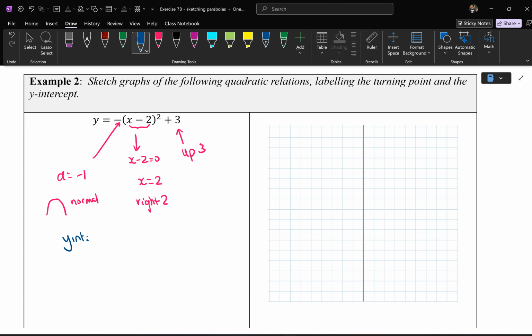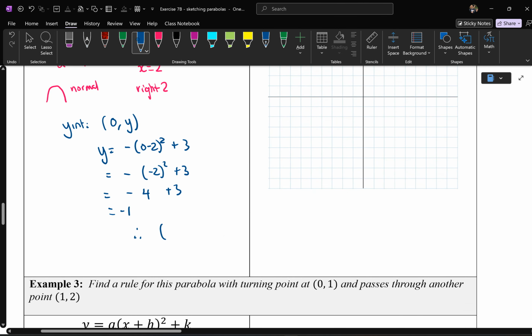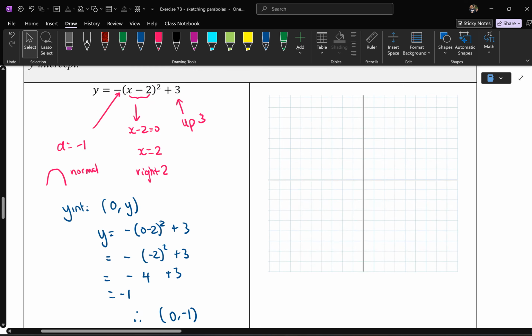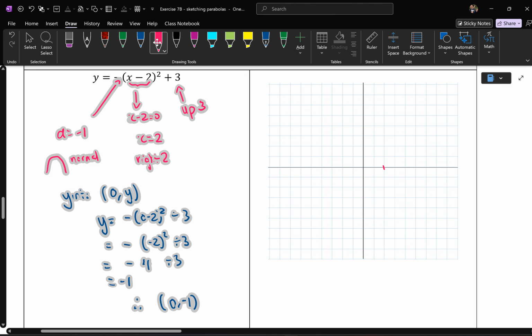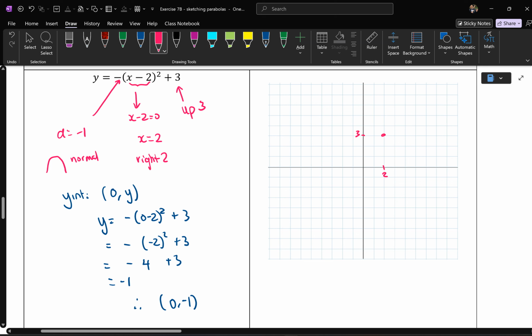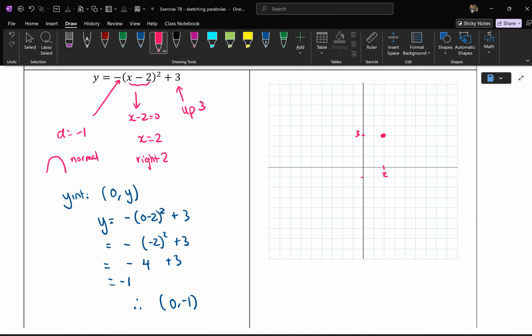Y-intercept. We know that the x coordinate has to be 0 on the y-axis. So we calculate negative (0 minus 2) squared plus 3. Negative of 4 plus 3, that becomes negative 1. So you should have a y-intercept at (0, negative 1). Let's go. And we've got to the right by 2, up by 3, and y-intercept at negative 1, (0, negative 1).